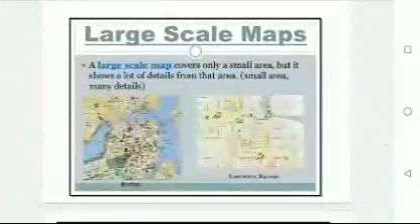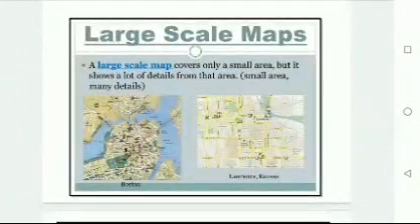A large scale map covers only a small area, but it shows a lot of detail from that area. So it means a large scale map gives you a magnified, detailed view of a region. It captures a small area but with lots and lots of details. It's just like our camera. We zoom in with our camera to capture very minute things, to capture a more detailed version or get a clearer picture. So a large scale map is the zoom in version of the map.